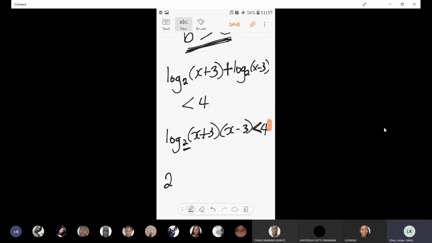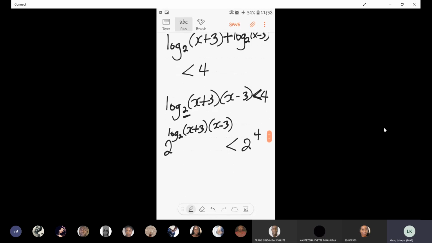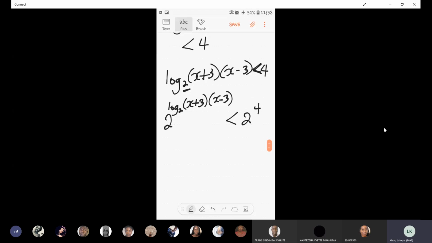So I have log base 2 of (x plus 3)(x minus 3) is less than 2 to the power of 4. And then from our laws of logarithms, we see that the base of the exponent is the same as the base of the logarithm. Then the answer is just equal to the argument that I have over here. So this is (x plus 3)(x minus 3) is less than 2 to the power of 4, which is 16.